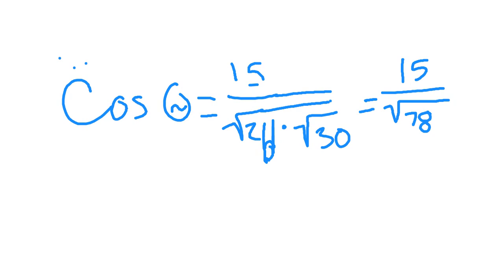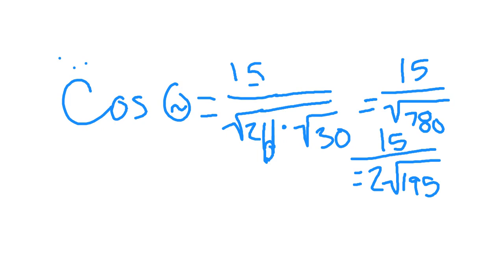Okay. Which is 2 times square root of 195, on the bottom, and then 15's on top. So anyway, that's cosine theta. And then if we divide that, so 15 divided by that quantity, 2 times square root of 195, it's about 0.537.